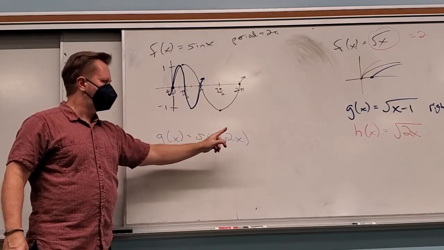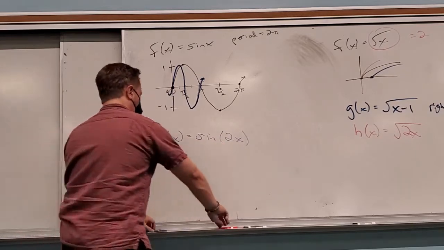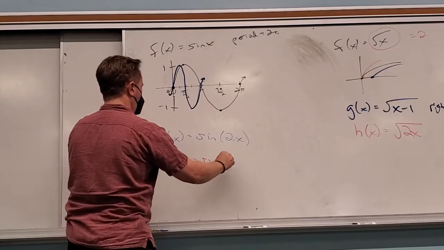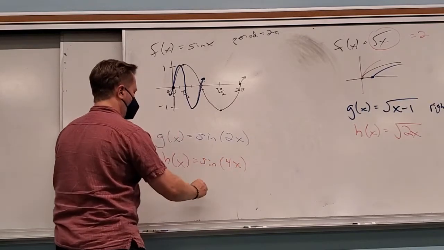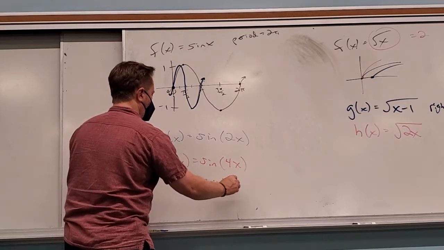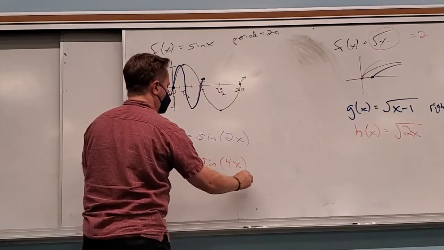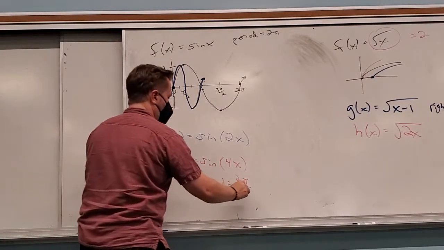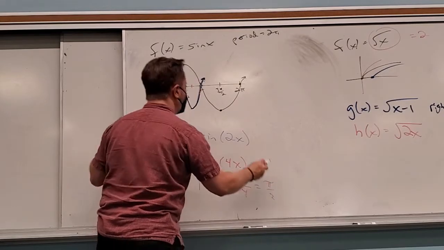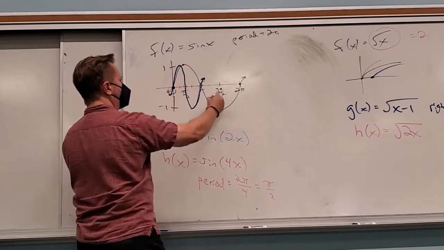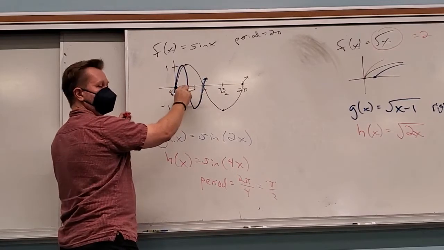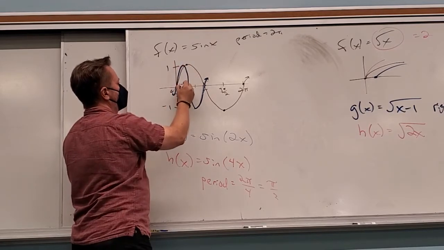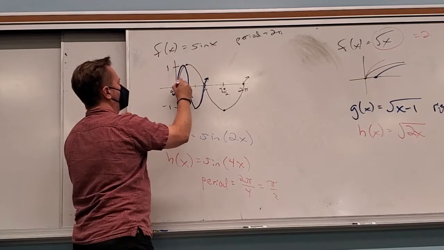So what if I put a 4 there? What will the period be now? It was 2 pi. Now I'm going to cut it by how much? A factor of 4. So now it's going to be pi over 2. So now it's going to do its whole cycle in here. So now it's going to be 1, 0, -1, 0.